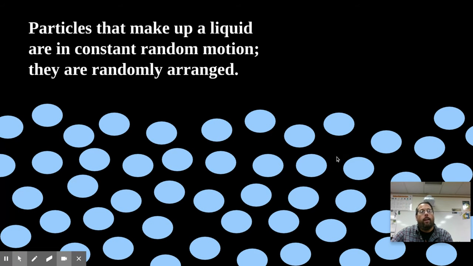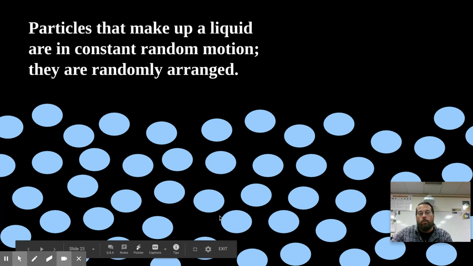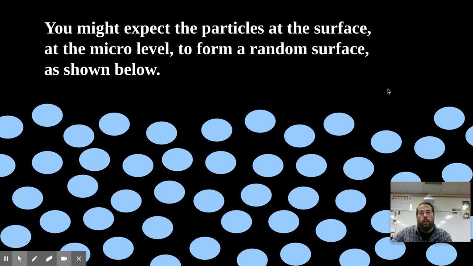So all these blue dots represent particles of water. Now in a liquid, we know that these particles are constantly moving. They're constantly moving randomly around each other. They're randomly arranged. And that's the case, you'd expect them to have a kind of a rough surface, a bumpy surface, where these things flow around each other all over the place.